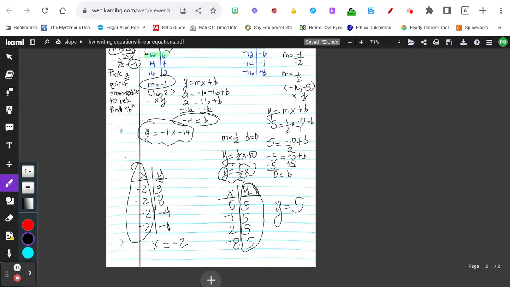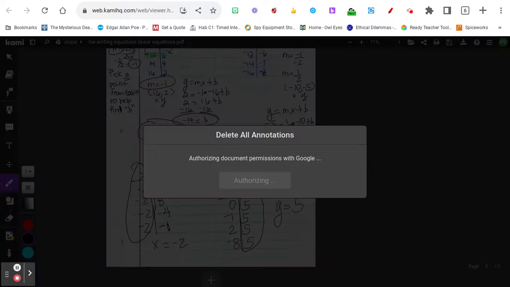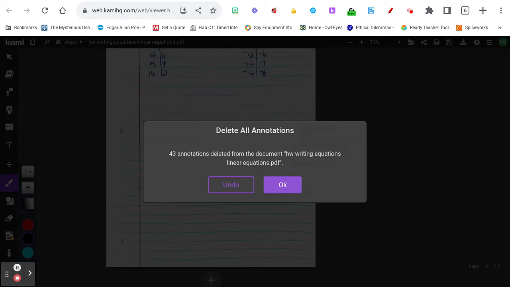All right, now, what I want to do is go over how to write an equation from a graph, and then I'm going to let you work on the escape room challenge.